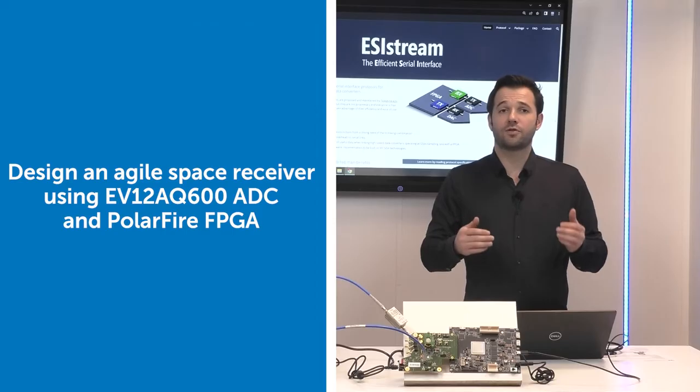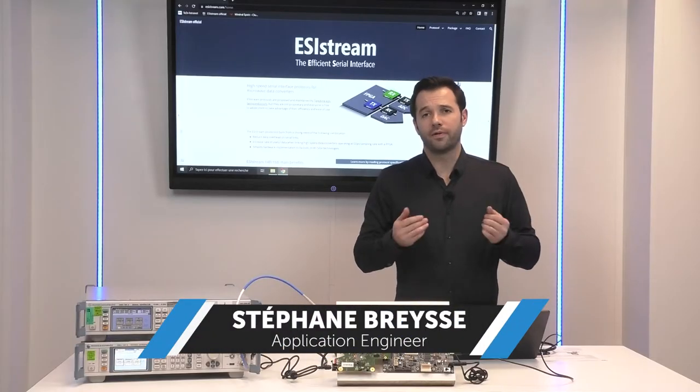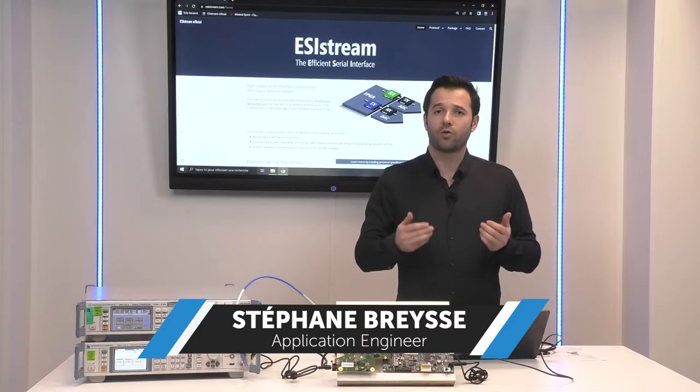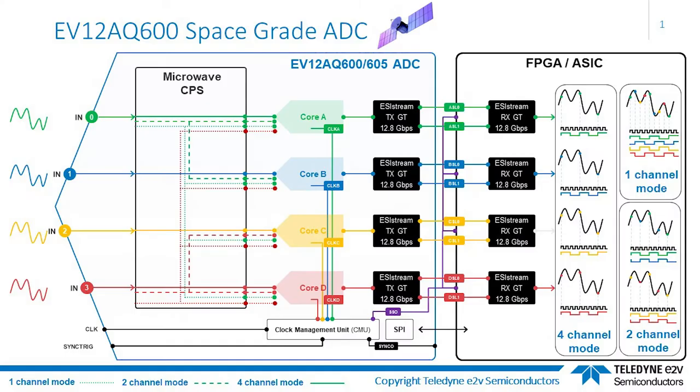EV12AQ600 is the first 12-bit C-band ADC to feature a quad-core microwave crosspoint switch. Its four cores can operate simultaneously, independently, paired or all interleaved to assign its 6.4 gigasample per second sampling speed.